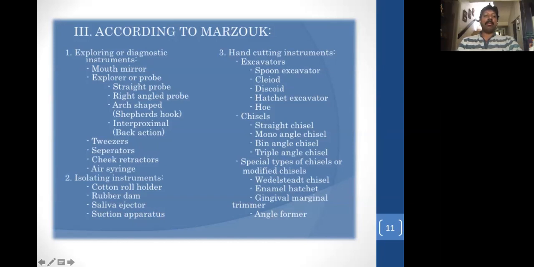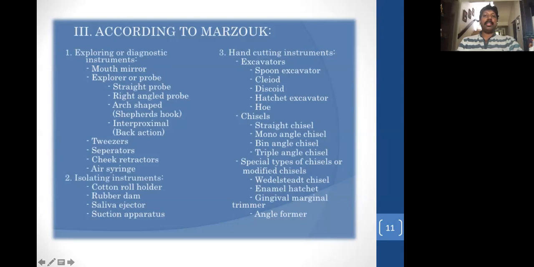Tweezers are for placing the cotton. Separator, you can't see a proximal side, so you can just separate it and see. Cheek retractor, the cheek is coming in between, so you can retract the cheek and see. Air syringe, there is so much saliva or food particles stuck, so you use an air syringe and clean it out. Okay, this is for exploring and diagnostic instruments. And exploring or diagnostic is done.